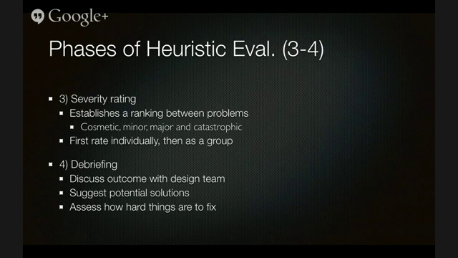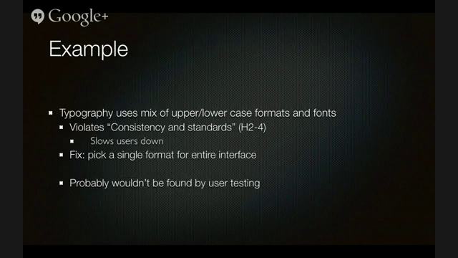So this could be part of your idea selection phase in addition to your real evaluation phase. Here's a concrete example of a heuristic evaluation note, a heuristic violation. Typography uses a mix of upper and lowercase formats and fonts. This violates consistency and standards. I'm worried that it's going to slow the user down.